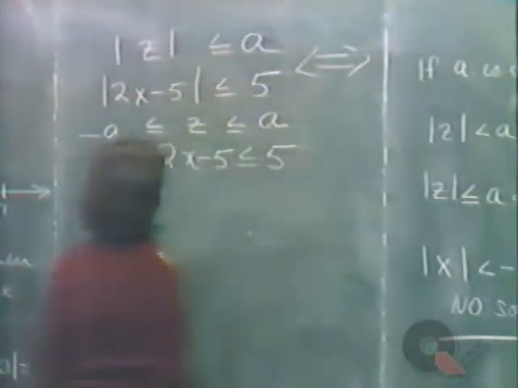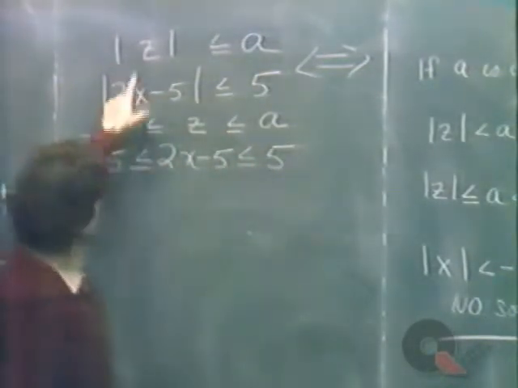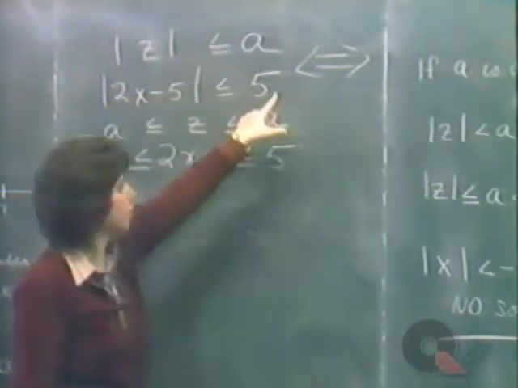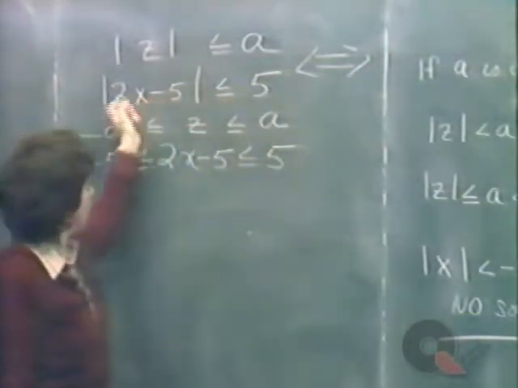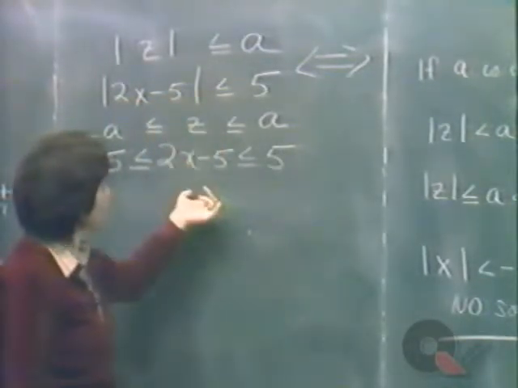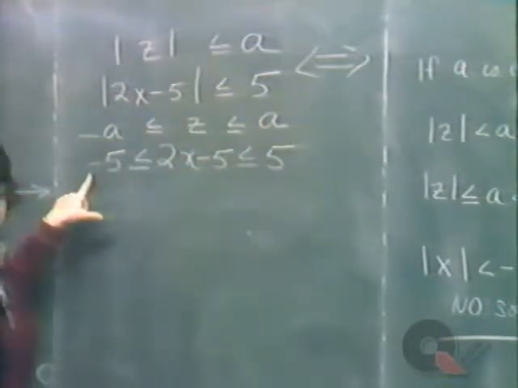If all else fails and you can't reason this through logically, you can fall back on the formula. This is in the form the absolute value of something less than or equal to a positive number. So you put what's inside the absolute value sign in the middle here. This is the 2x minus 5. On the right-hand side, you put this number. On the left-hand side here, you put the negative of that number.